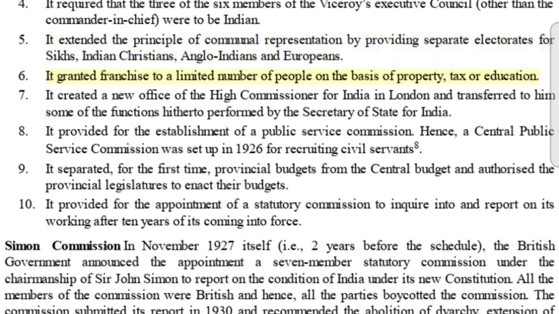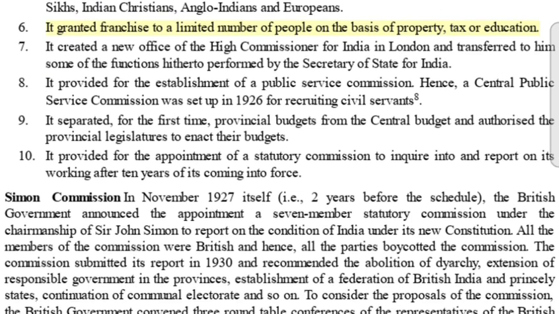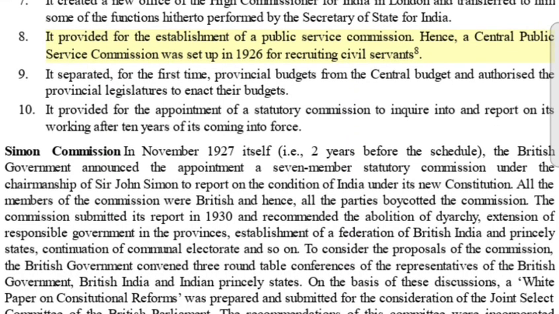It granted franchise to a limited number of people on the basis of property, tax or education. It created a new office of the High Commissioner for India in London and transferred to him some of the functions hitherto performed by the Secretary of State for India. It provided for the establishment of a Public Service Commission. Hence, a Central Public Service Commission was set up in 1926 for recruiting civil servants.